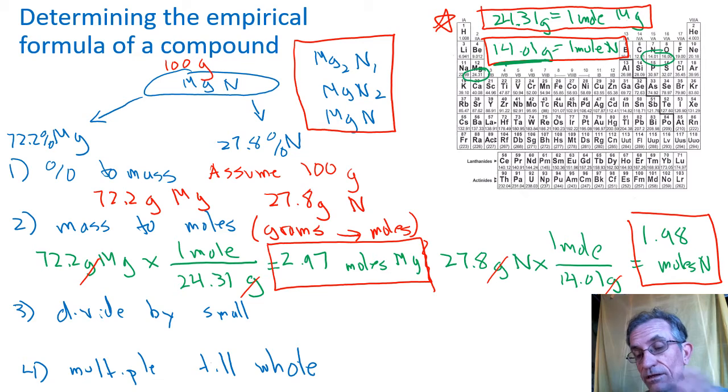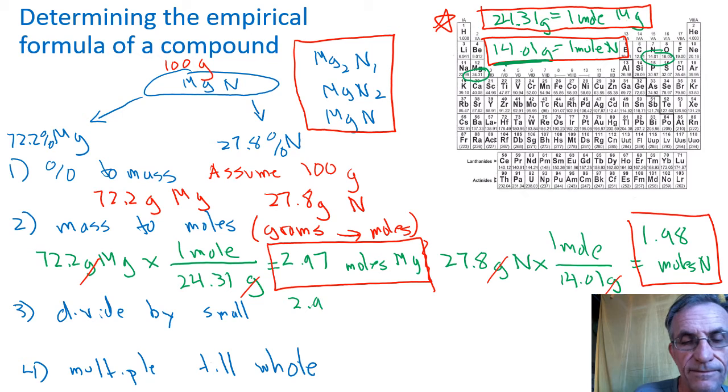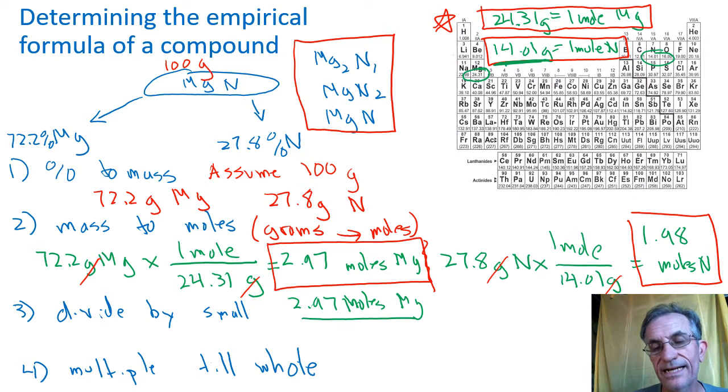All right. So what's the bigger number? Well, I think it's the magnesium, right? 2.97 is bigger than 1.98. So the way I'm going to do it is I'll take the magnesium number, take the big guy, and divide by the small guy, which is 1.98.